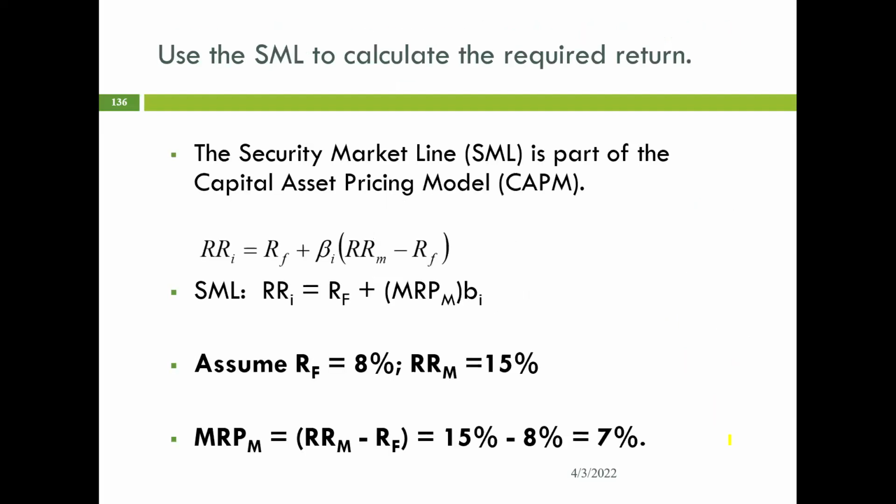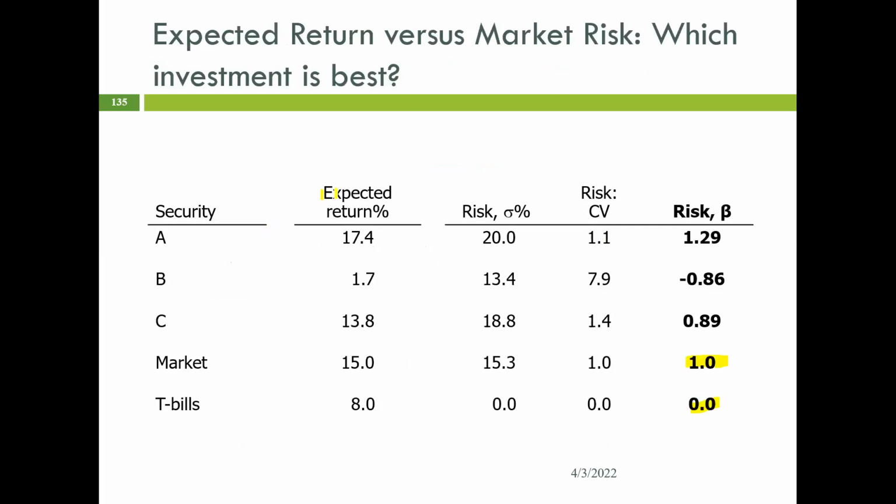Now, based on this beta and using this security market line, you can estimate the required rate of return. This is the required rate of return that should be in line with the beta risk, in line with the market risk. Earlier, I think you remember that for these securities A, B, C, and also for the market, we calculated expected returns using the probability distribution. Now, we are going to estimate the required rate of return using these beta factors.